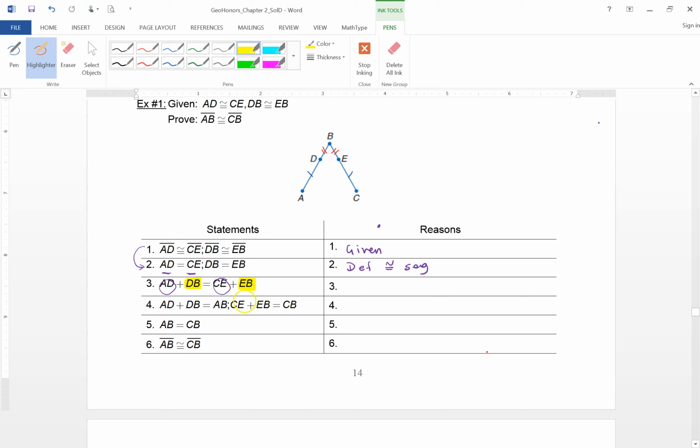So basically what I've done here is I've added the same quantity to both sides of the equation. Which property is that? That's the addition property, right? So here we're going to write addition property.